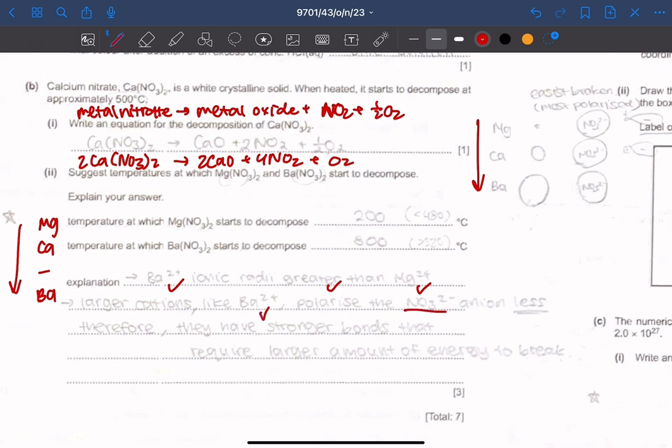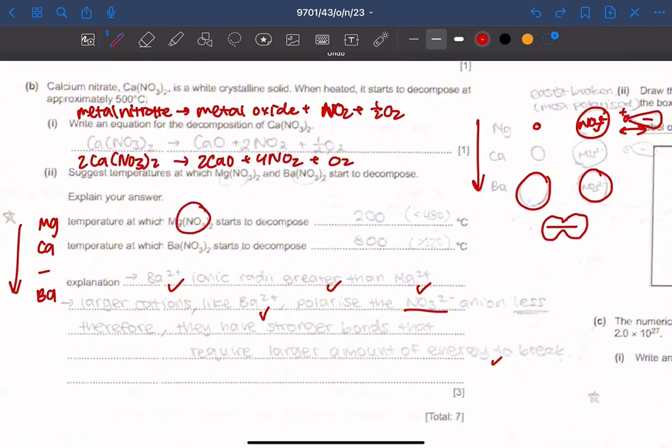The atomic radius of Ba2+ is far greater than Mg2+, and so larger cations like Ba2+ polarize the nitrate ion less because it's of similar size, and so their polarization is not that much, and therefore they have stronger bonds that require a larger amount of energy to break. Meanwhile, for Mg, a very large difference in size causes very much polarization to occur, and this causes bonds to break easier.